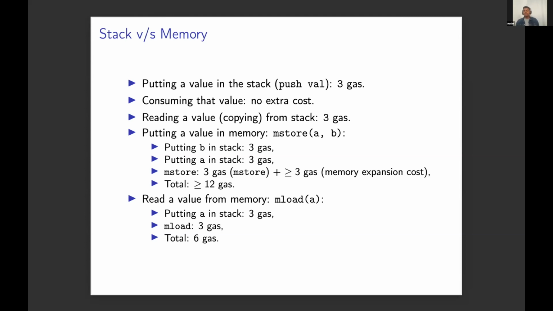And similarly, if you want to read a value from memory, you do this using the operation mload of A. Again, you need to start by putting the value in stack, which costs 3 gas. And afterwards, the mload instruction, which costs 3 gas. So that is a total of 6 gas. So as you can see here, just to write and read from memory, you need to spend at least 18 gas. Whereas this can be done with just 3 gas in stack. So stack operations can be around 6 times cheaper than memory.